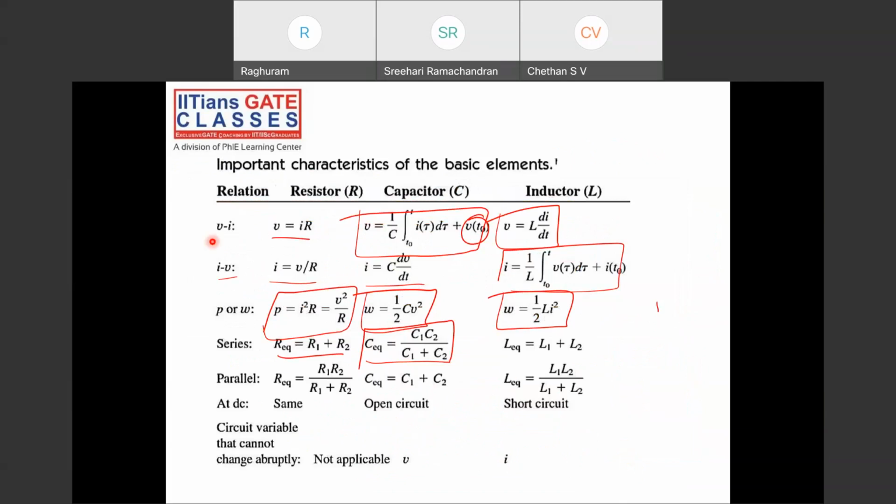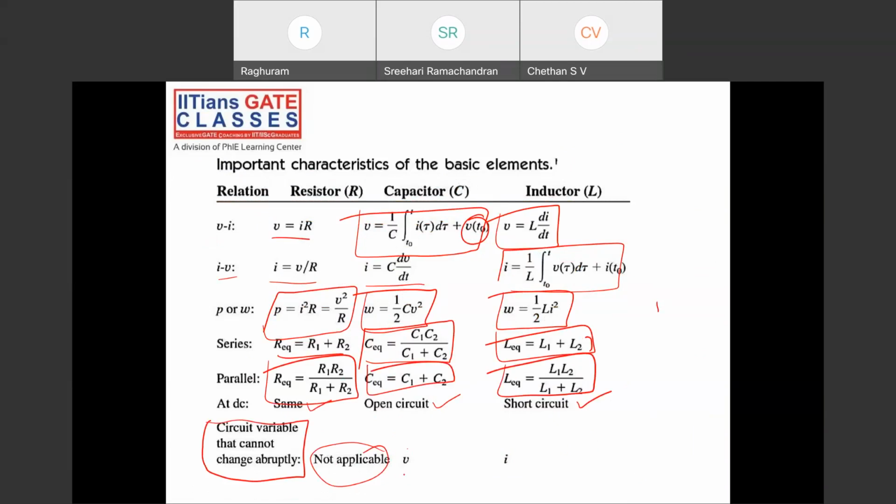Resistors in series, inductors in series. Resistors in parallel, capacitance C1 plus C2, inductors L1 L2 by L1 plus L2. At DC, the capacitor is an open circuit and the inductor is a short circuit. Current is the variable that cannot be changed abruptly in an inductor. For a resistor, it is not applicable. In case of capacitors, it is voltage; for inductors, current. Okay, these are the important characteristics of basic elements.